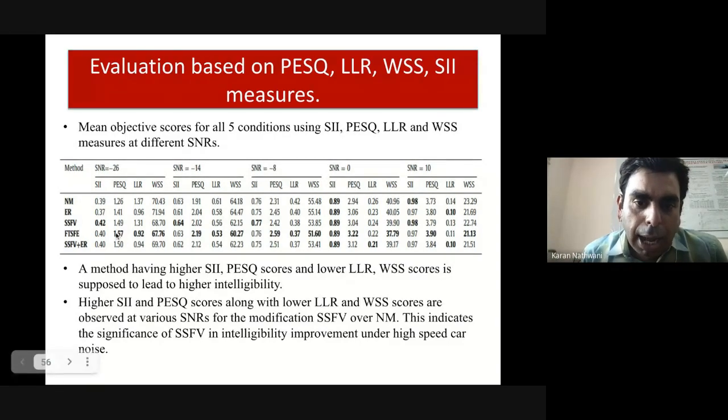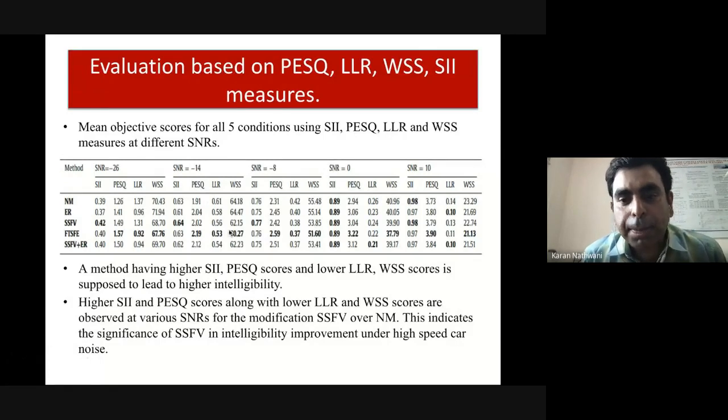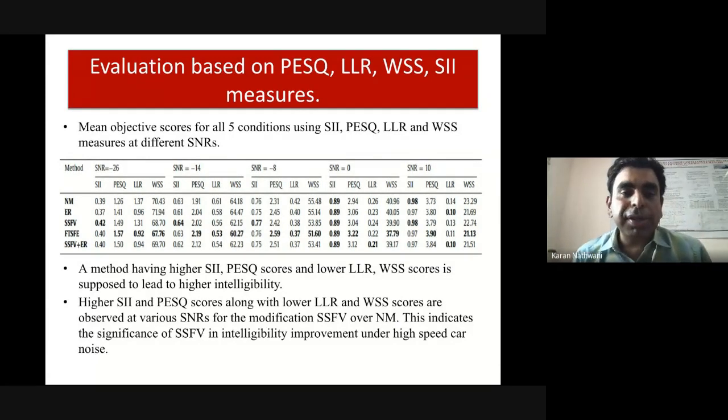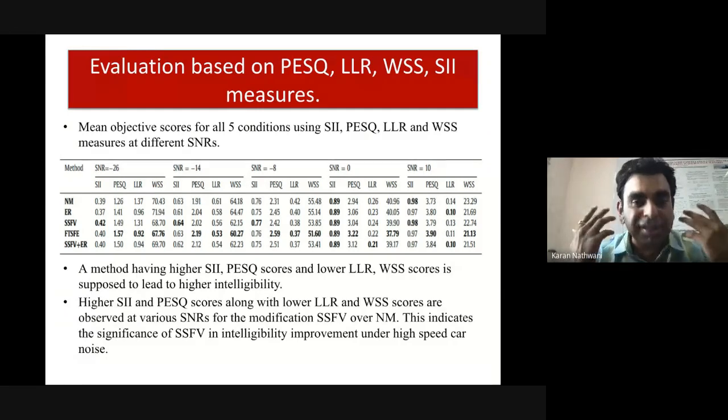You see, the higher the SNRs, the higher the PESQ. You can see PESQ scores are increasing. This means that the sound is able to become better quality, and also more understandable to you. Okay.